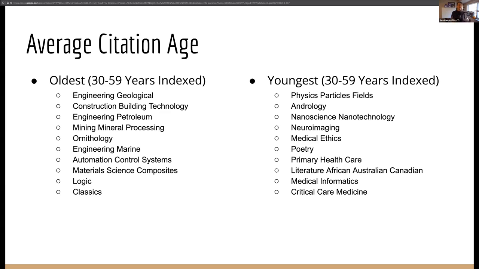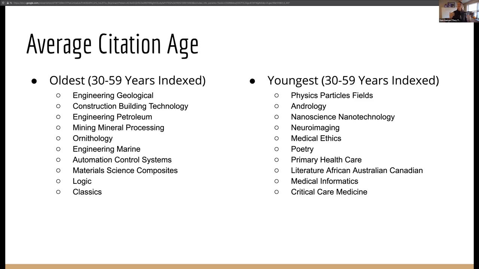For 30 to 59 years, we do see some differences in what's in here. In the oldest now we have some engineering, construction, ornithology. Ornithology is an interesting one. Over on the youngest, we still have a bunch of medicine and some physics. We're starting to see poetry and literature, which I found really interesting, because a lot of times you might think of the humanities as something that would be willing to go back to the later stuff.